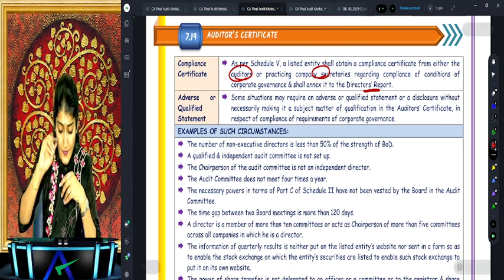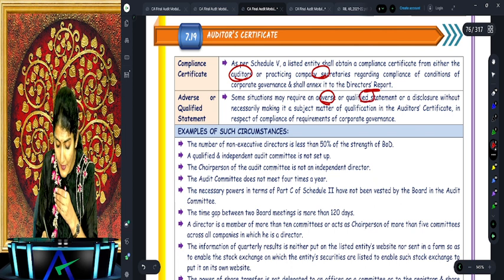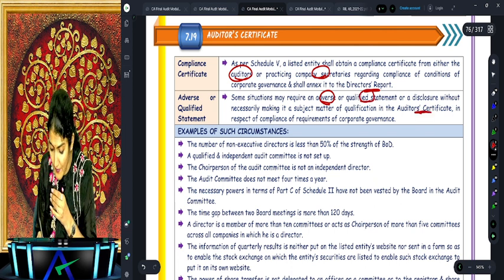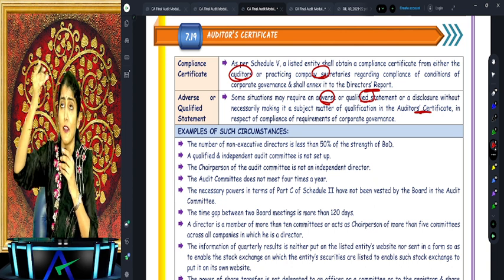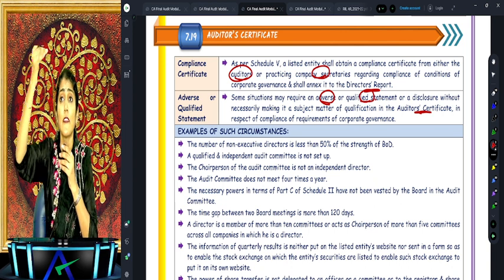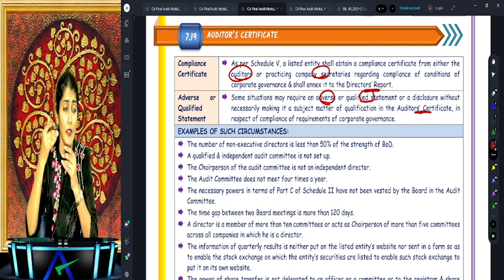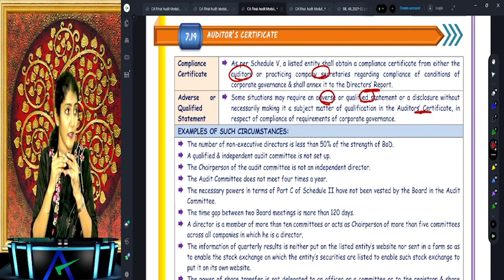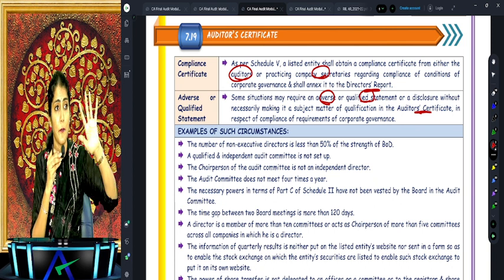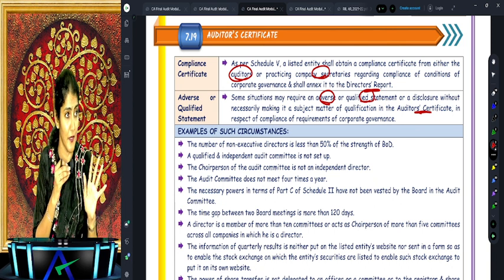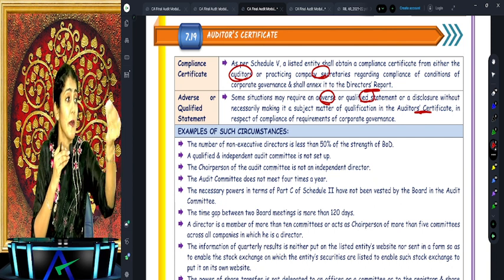And what are the situations where the auditor may give an adverse or a qualified statement in the auditor's certificate? When any of the conditions of corporate governance which we have studied so far is not complied with, it will lead to a qualified or an adverse statement in the auditor's certificate. Like, simple: listed companies, the top 1000 listed companies, do they need to make a risk management committee? Yes, and now it is a top 1000 company, but it has not made a risk management committee.